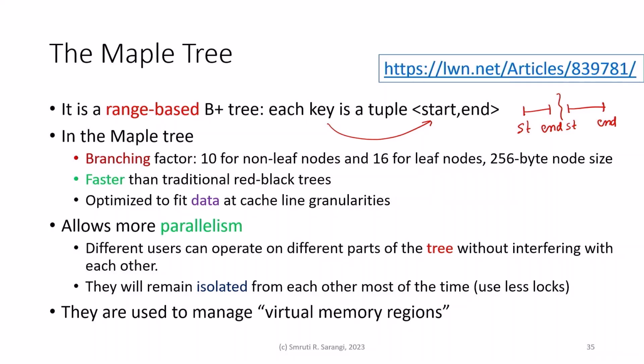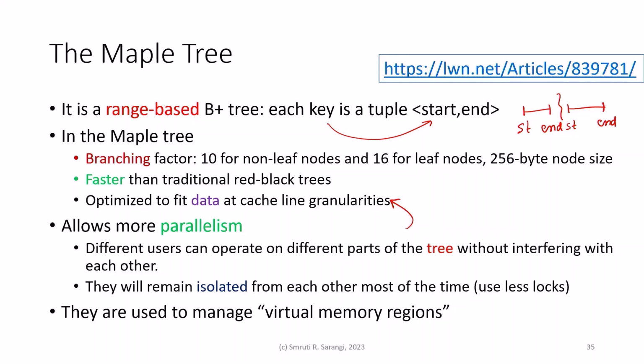Given the fact that a key has a different definition, also the branching factor is hardwired. So it's 10 for non-leaf nodes and 16 for leaf nodes. And it is, of course, faster than traditional red-black trees. And there are specific advantages for fitting everything inside a block, which makes the process efficient and minimizes false sharing.